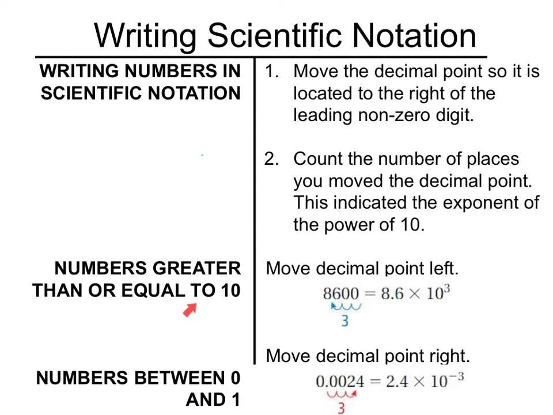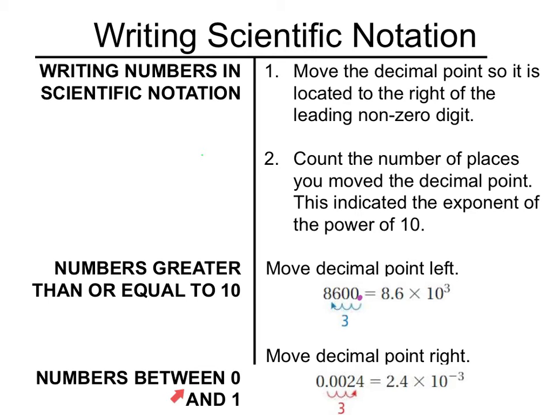So let's look at numbers that are greater than or equal to 10. We're going to move the decimal point to the left. In this example, we have 8,600. We're going to put the decimal point between the 8 and the 6, creating a factor of 8.6, which is greater than or equal to 1, but less than 10. And then we're going to get the power of 10 that we need to multiply it by. Well, the decimal point was here after the last zero. And we ended up moving that decimal point 1, 2, 3 places to get the factor of 8.6. So we get 10 to the power of 3.